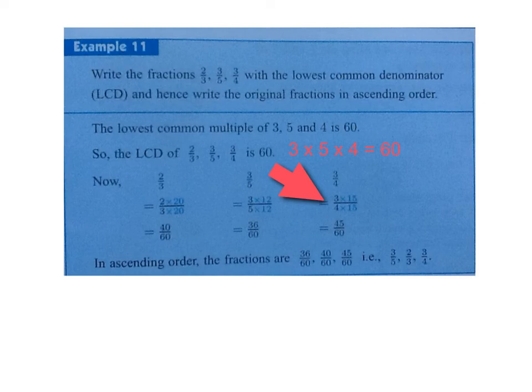So, in ascending order means from the smallest to the biggest, and you can see the answer there. 36/60 is the smallest of those three fractions, followed by 40/60, followed by 45/60. So you can arrange those fractions as 3/5, 2/3, and 3/4.